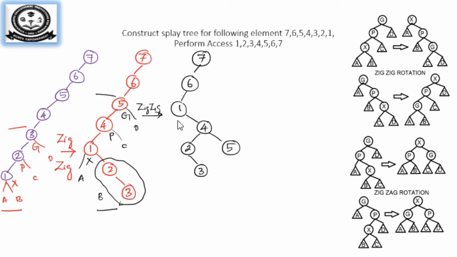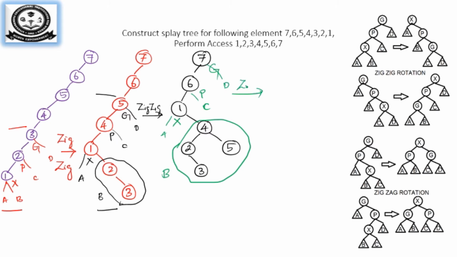So still X1 is not reached. So we will have X, P and G. So still I don't have A, I don't have B. Sorry, this entire structure is considered as B, and you don't have C and you don't have D. So we will perform entire zigzag rotation again to bring it 1.